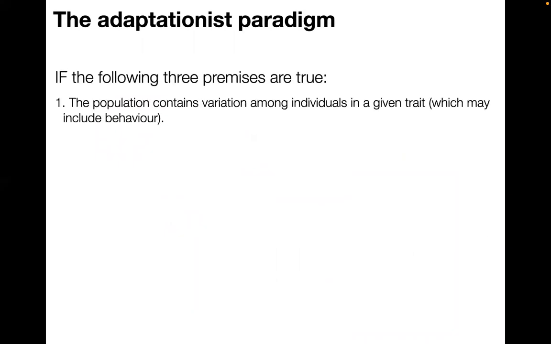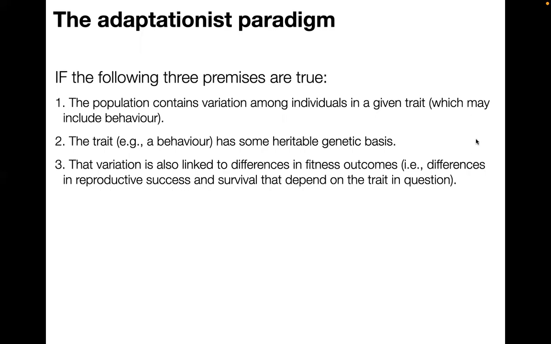Okay, so the adaptationist paradigm. If the following premises are true: if a population has variation among individuals in a trait, which may include behavioral traits, so there are differences among individuals in, let's say, how groomy they are, some individuals like to groom more than others. And if that behavior or trait has a heritable genetic basis, so these differences in groominess have some genetic cause. And if that variation is also linked to differences in fitness outcomes, meaning differences in survival and or reproductive success that depend on the trait in question.